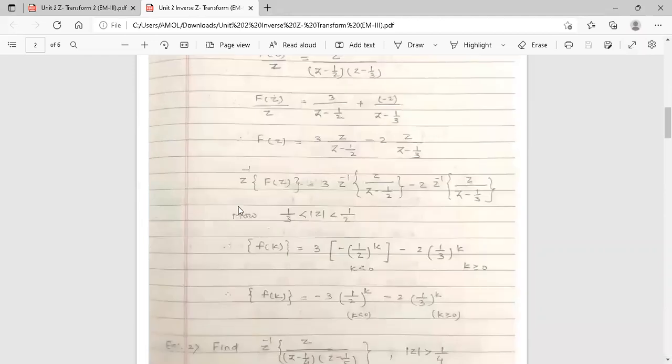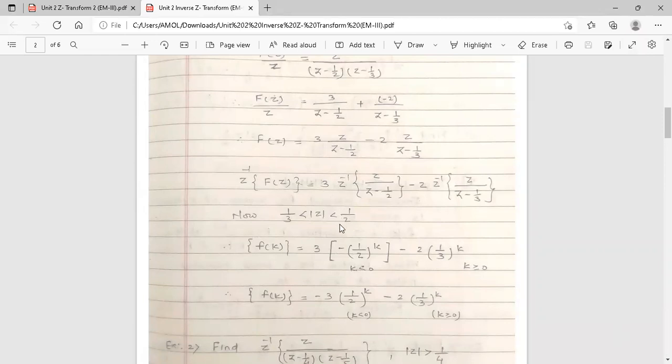Now the inverse z transform of f of z is f of k. The 3 is a constant, so it stays as it is. Now what is the inverse z transform of z upon z minus half? See what the condition for half is. For half, the condition is mod z is less than half, and in that case, the condition for k is k less than 0.